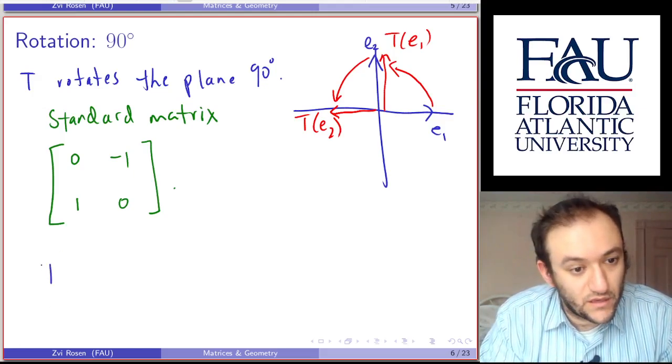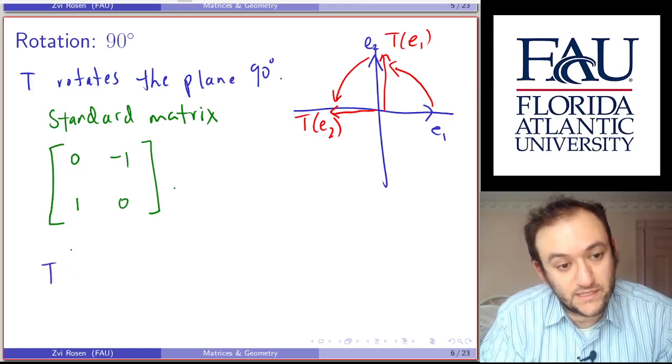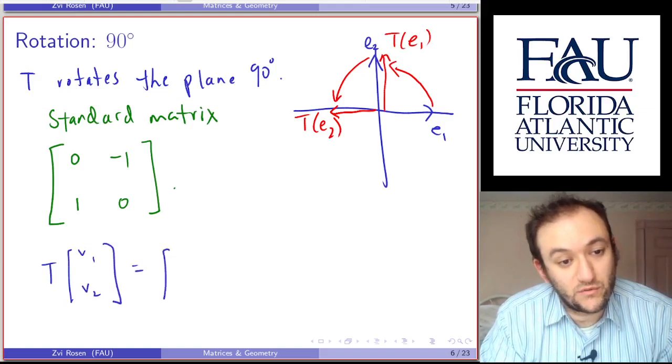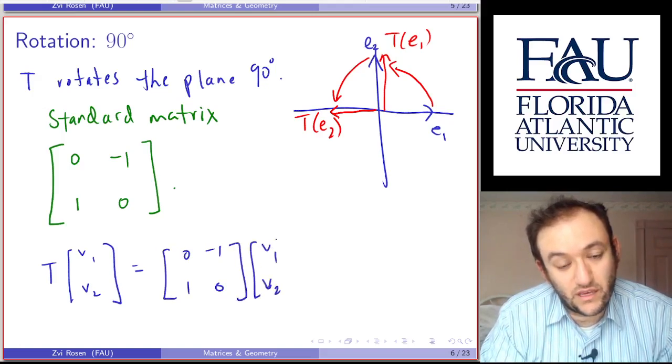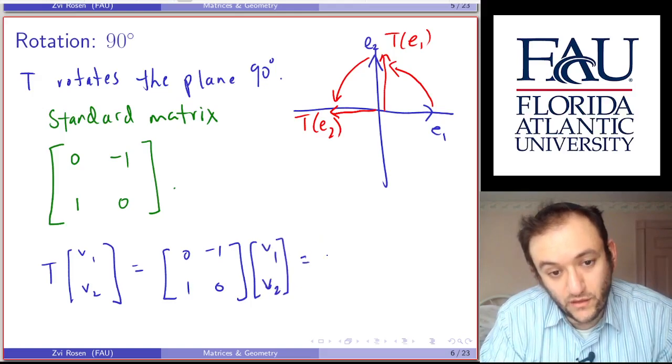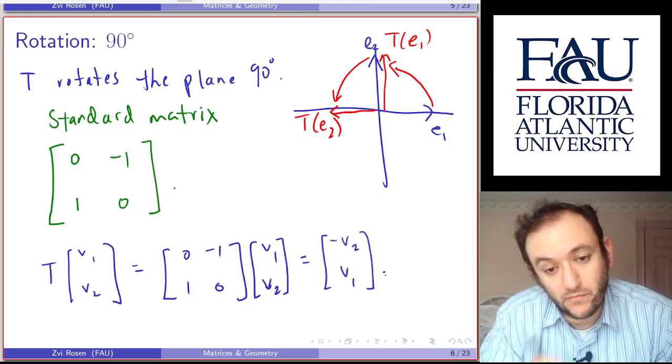So if we wanted to compute, for instance, T of (v1, v2), that's going to be equal to the matrix [0, -1; 1, 0] multiplied by (v1, v2), and we would get (-v2, v1). Okay.